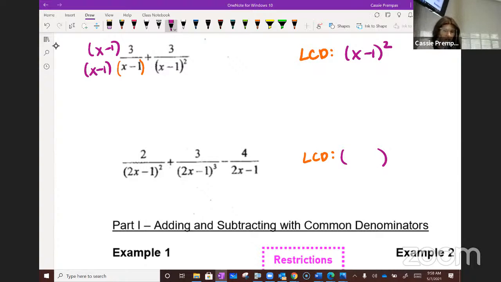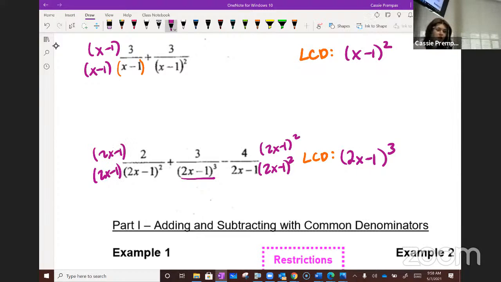I heard it. Christian, can you tell me? 2x minus 1 cubed. Perfect. 2x minus 1 cubed. Because this is the highest one, I would need 2 more factors, 2x minus 1 squared for this one. And I would need a 2x minus 1 over here for this one.